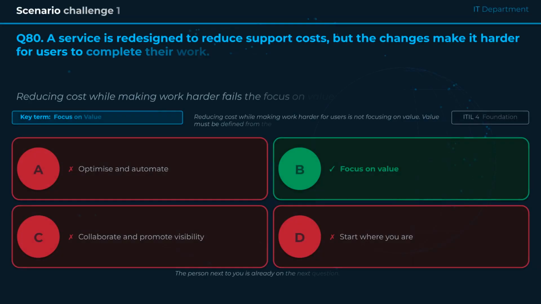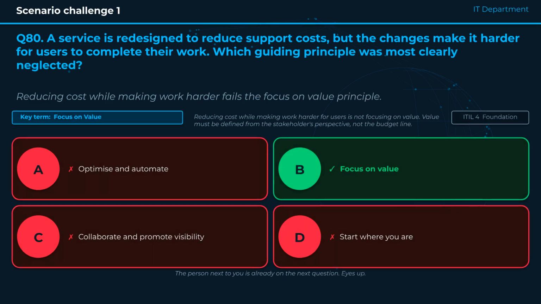The correct answer is B, focus on value. Improving cost efficiency at the expense of user work ease neglects the focus on value principle, as value must be viewed from the stakeholder's perspective. Making work harder for users neglects the principle to focus on value.